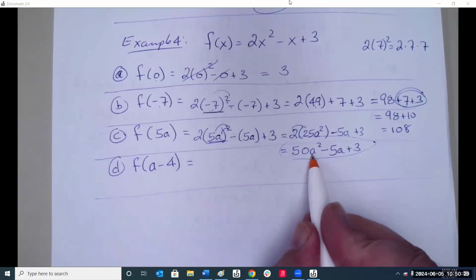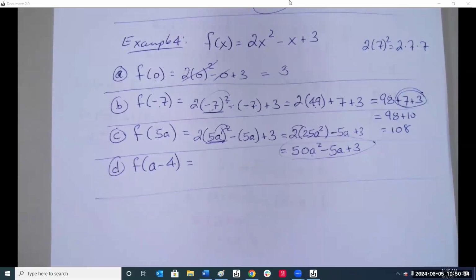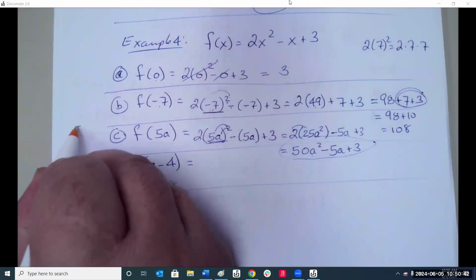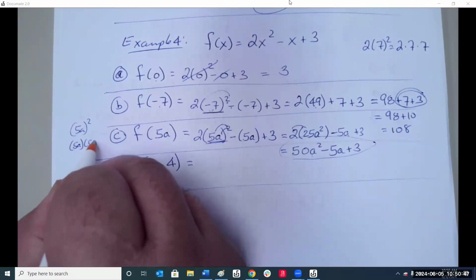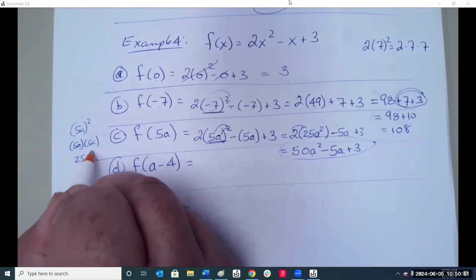Well, but I can't, yeah, it's not like terms. This is an A, this is A squared. They're not the same, so I can't combine them. You have to combine like terms. Those are not like. So again, 5A squared means 5A times 5A. 5 times 5 is 25. A times A is A squared.